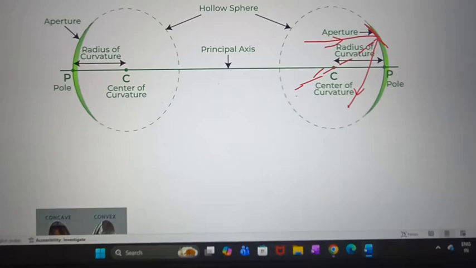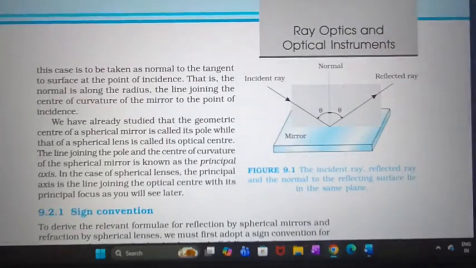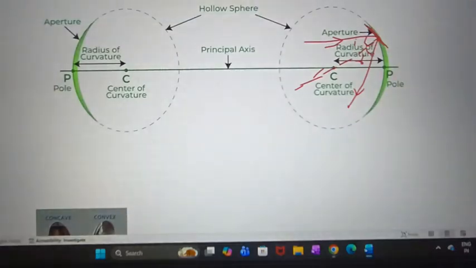So between the normal and the incident ray, whatever angle is there, that is the angle of incidence, and between the normal and the reflected ray, whatever is there, that is the angle of reflection. And the same rules will apply over here also. Incident ray, normal, reflected ray, all should be in the same plane, and the angle of incidence should be equal to the angle of reflection. For a spherical surface, you can draw this normal, and this is perpendicular to the tangent, meaning this will be 90 degrees.